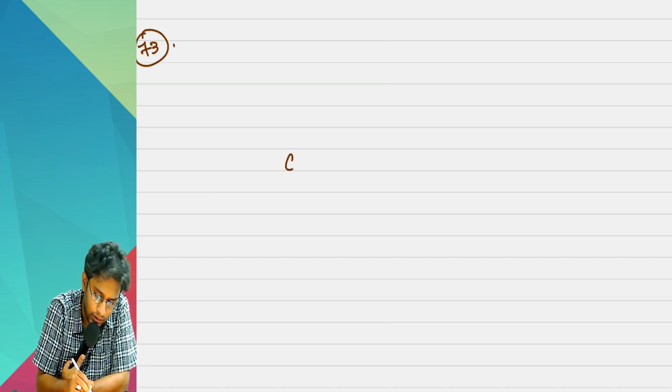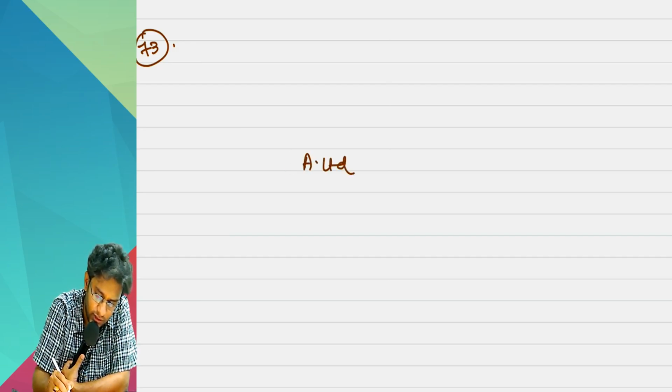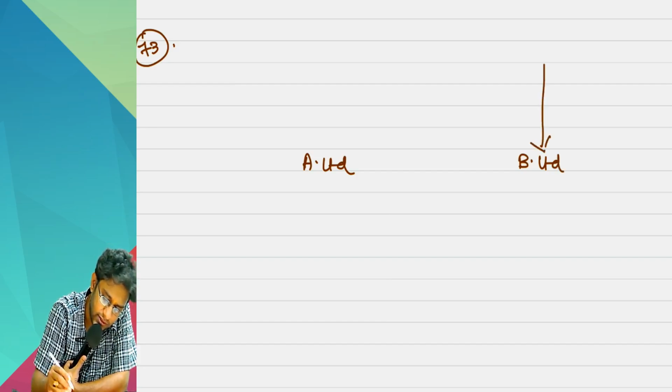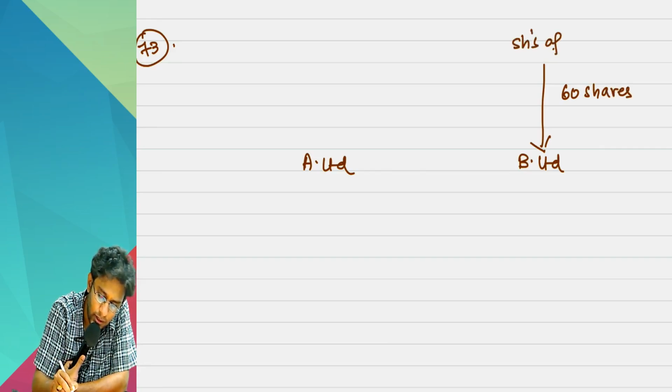Sir, there are two entities now. Let entity A limited be written. What is the other entity? B limited. Sir, how many shares are there in B limited? 60 shares are there. 60 shares are held by existing shareholders of B limited.